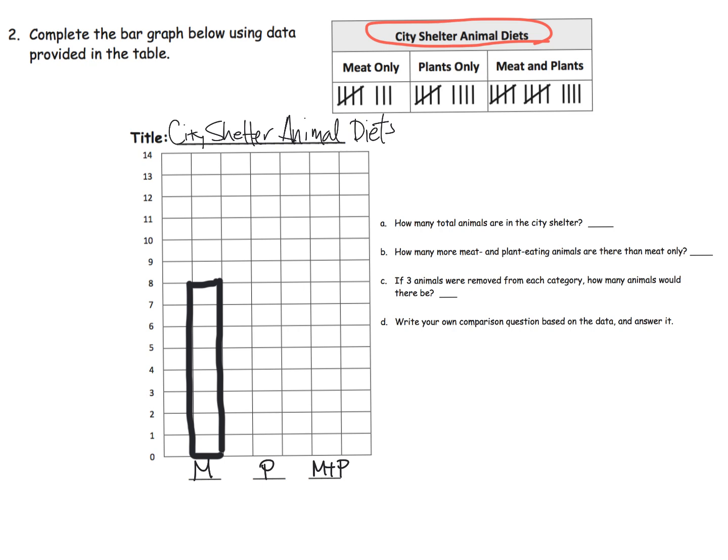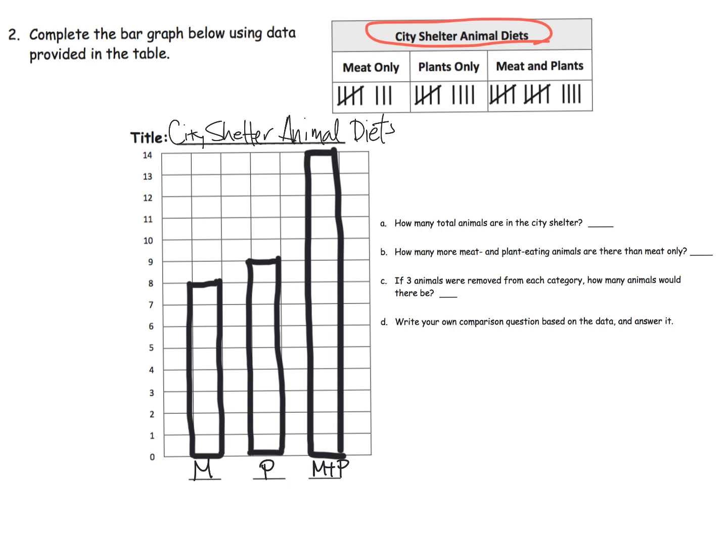We see that plants is 9, so there is our bar for plants. And then lastly, meat and plants is 5 plus 5 is 10, plus 4 more is 14. Oh my goodness, that's going to go all the way to the top. And now, because we can, let's color it in, because it makes it look cooler. So there, there, and there.